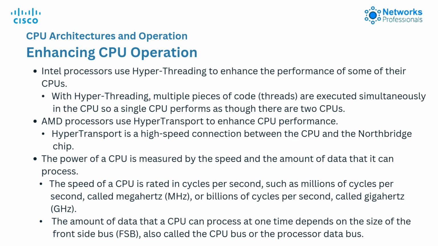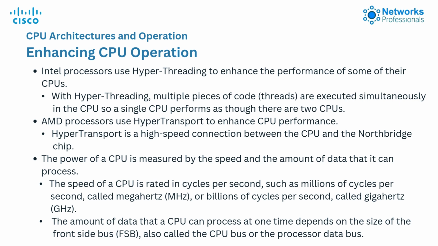Enhancing CPU operation. Intel processors use hyperthreading to enhance the performance of some of their CPUs. With hyperthreading, multiple pieces of code, threads, are executed simultaneously in the CPU, so a single CPU performs as though there are 2 CPUs. AMD processors use hypertransport to enhance CPU performance. Hypertransport is a high-speed connection between the CPU and the North Bridge chip.